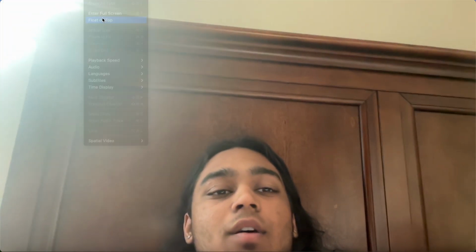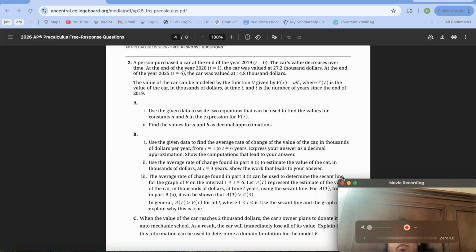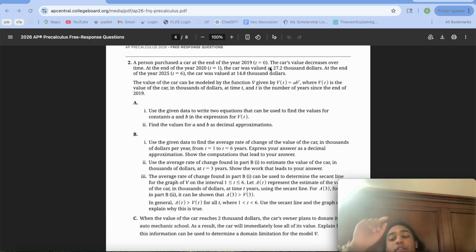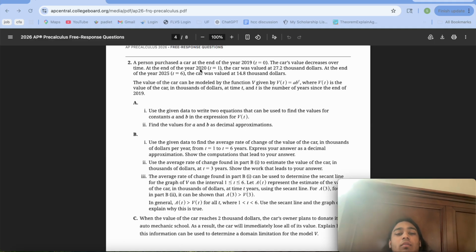Pre-calc FRQ numero dos. In case you don't know, I'm talking about number 2. Alright. A person purchased a car at the end of 2019. This is from 2026, by the way. This is the pre-calc exam that you just took, if you took it. Here, time 1, we have this value. Time 2, we have this value.